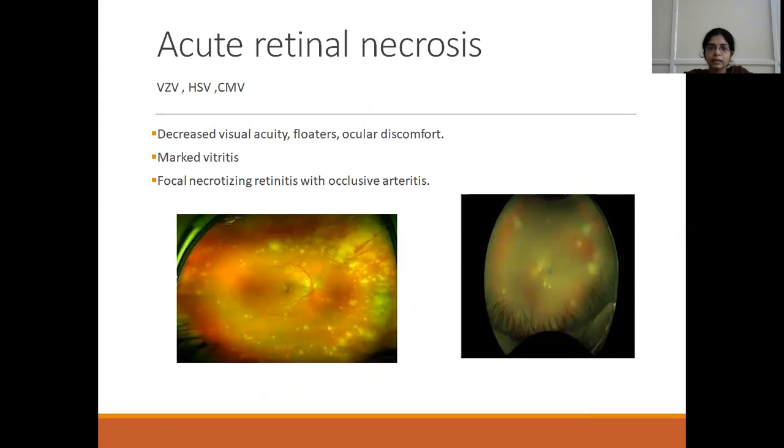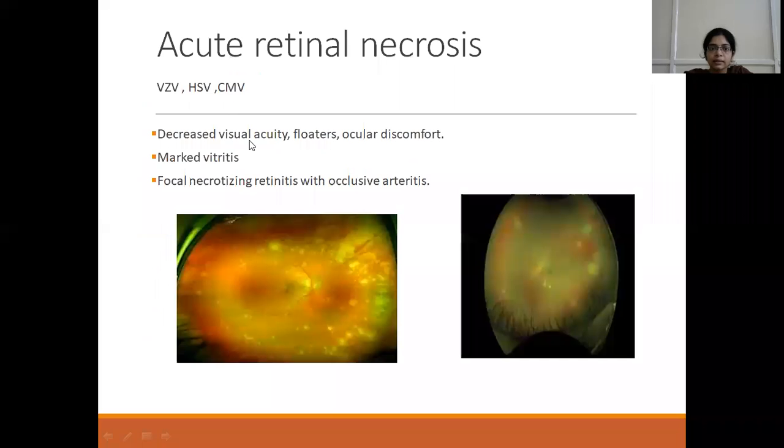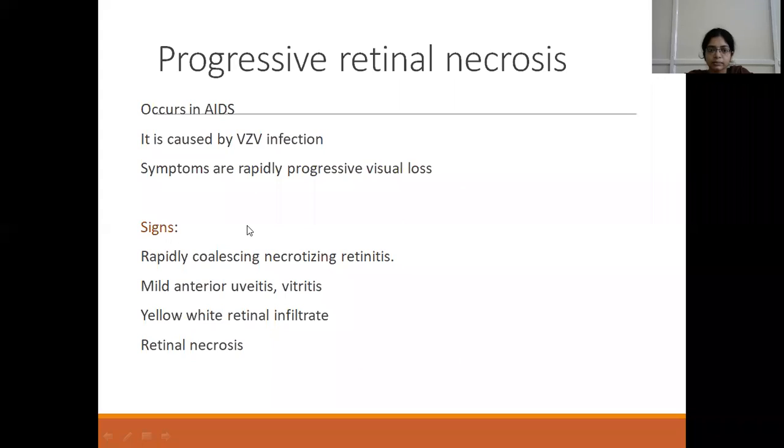So obviously, this case will be presenting with decreased visual acuity and some floaters, whereas this case would be presenting with rapidly progressive visual loss. These are two important features. Progressive outer retinal necrosis is usually very organism specific, occurs in immunocompromised patients, specifically by varicella zoster virus. This also occurs due to VZV, but also due to HSV and CMV. I hope it's clear.